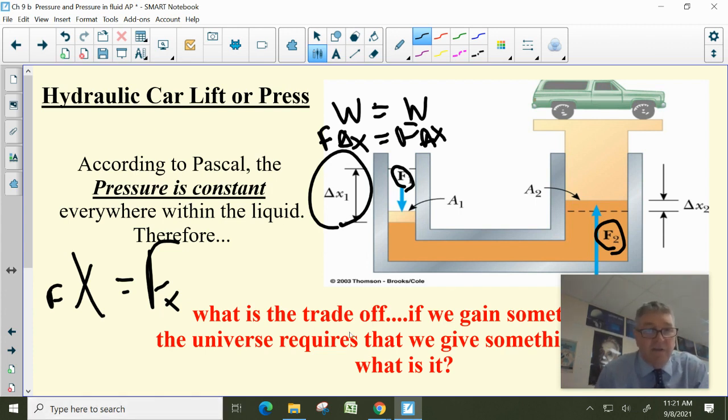There's no conservation of lifting. There's a conservation of energy or a conservation of work. The product of F times x, work, has to be conserved. So I have to apply this force over a huge distance to get this giant force out over a small distance.